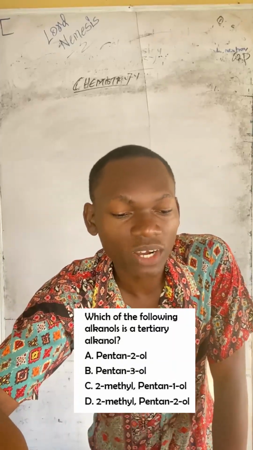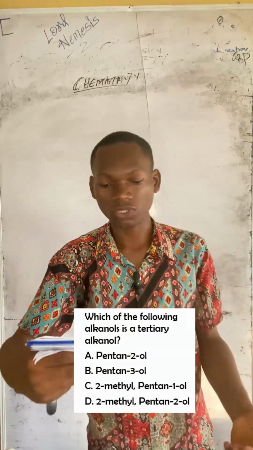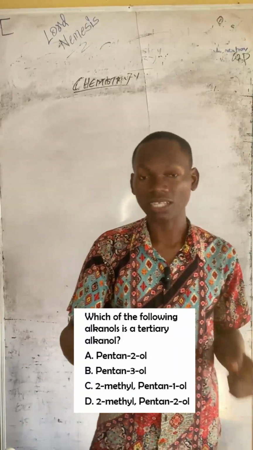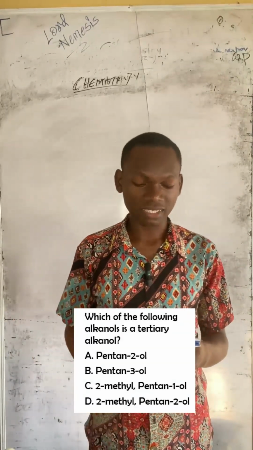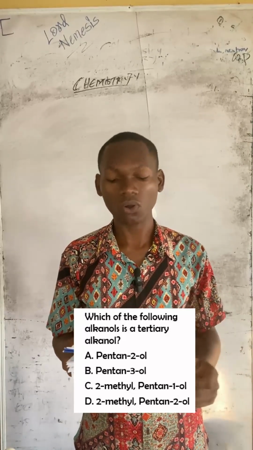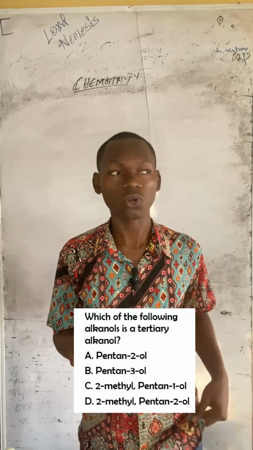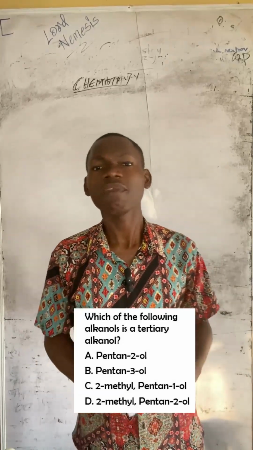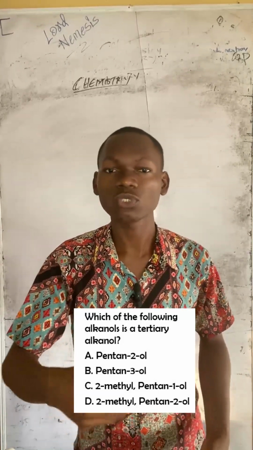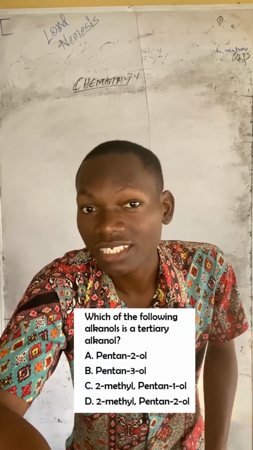We're asked to identify which of these options is a tertiary alcohol. The options are: A, pentan-2-ol; B, pentan-3-ol; C, 2-methylpentan-1-ol; and D, 2-methylpentan-2-ol. Which of them is a tertiary alcohol? Before we identify it, we have to ask ourselves, what do we mean by a tertiary alcohol?